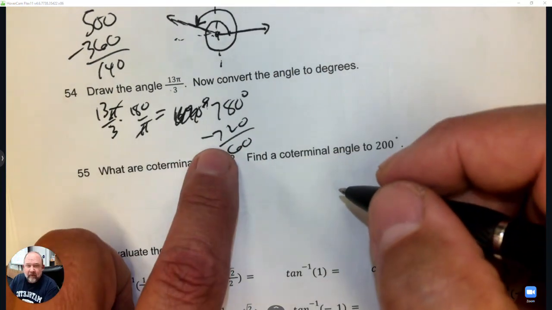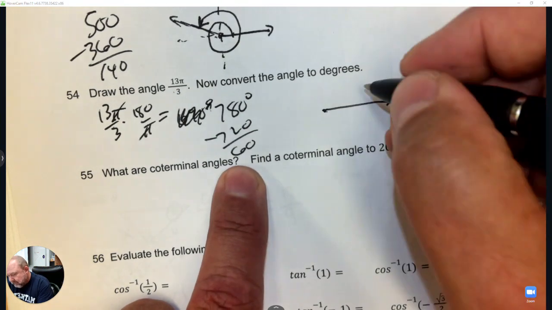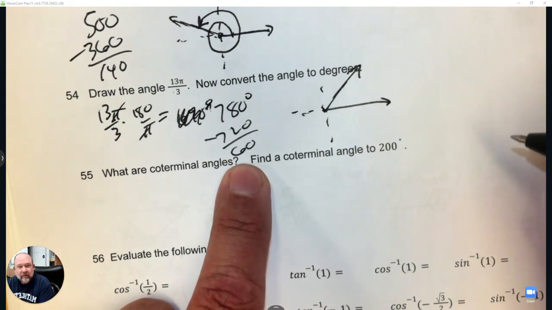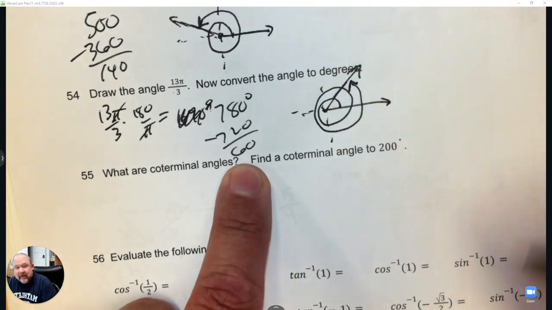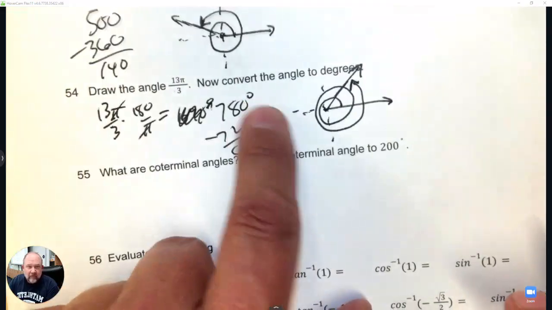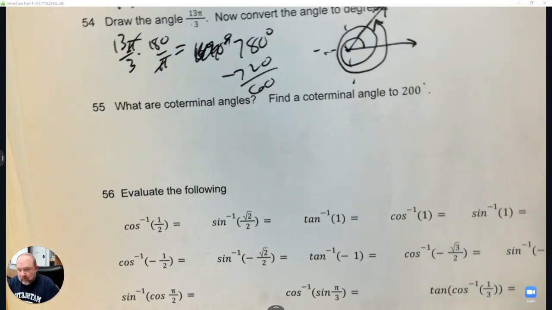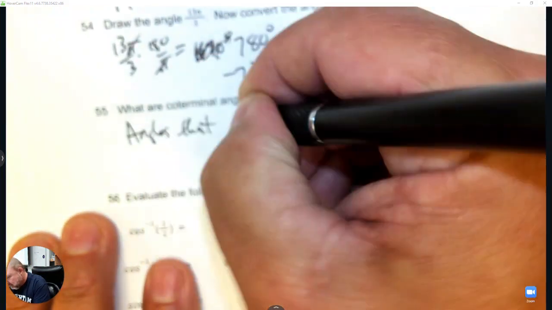So if I subtract 720, which is 2 rotations, I'm left with 60. So I'm going to first draw the angle as coterminal 60. Go counterclockwise, but you have to go twice and then end it. So it has to show 2 rotations, and then you end there, and that's the angle 13 pi over 3. What are coterminal angles? The angles that share a terminal side.